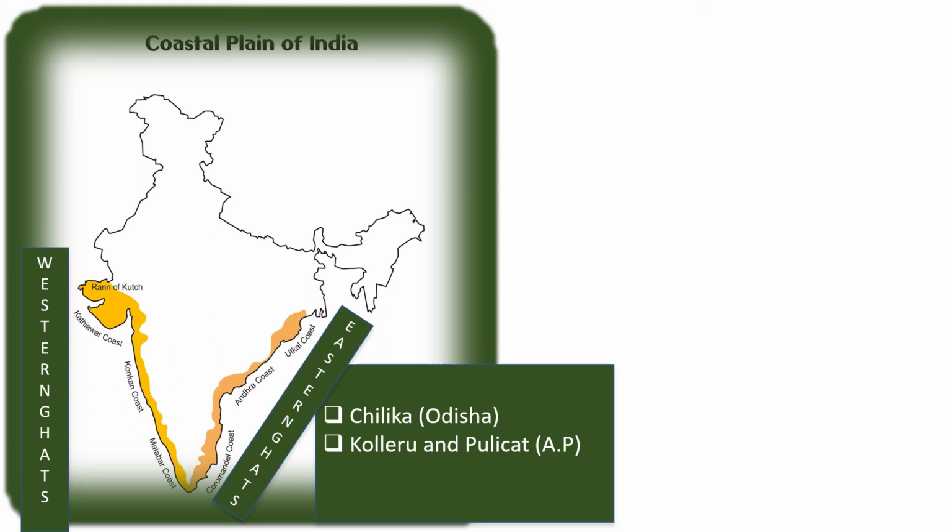The Konkan coast. This is in the northern part. It touches Maharashtra and Goa. And the second one is the Canara coast. This is the middle part. It includes the coastal plains of Karnataka. And the last one is the Malabar coast. This is the southernmost part, mostly in the state of Kerala.